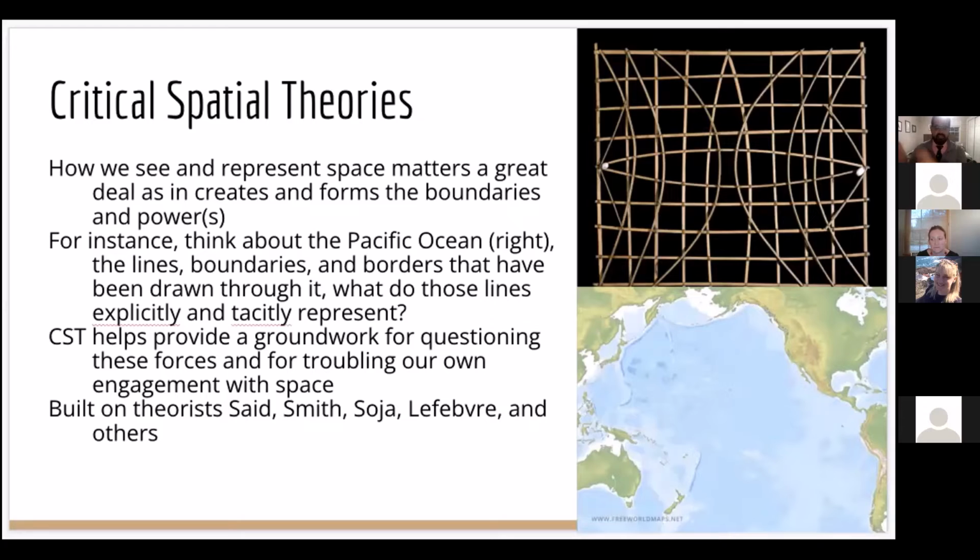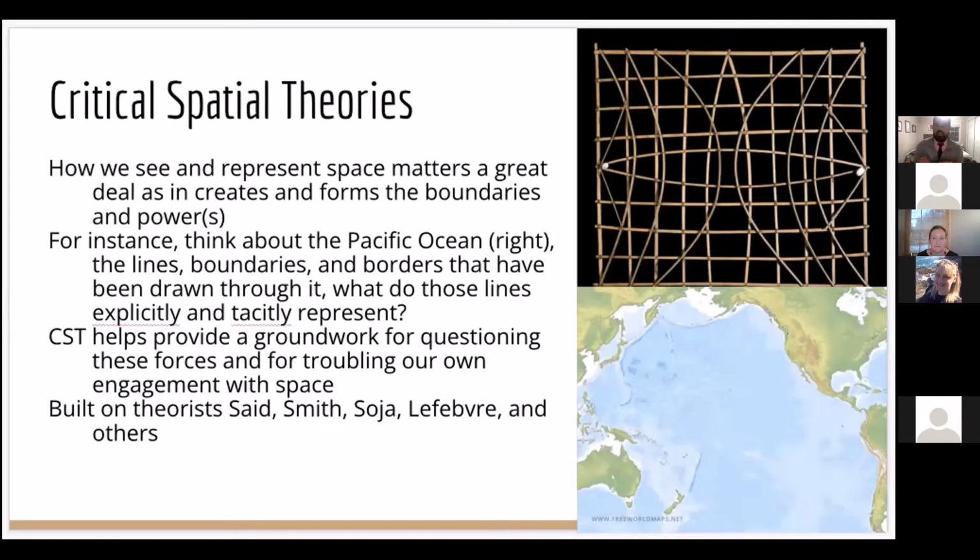I like this juxtaposition. These are both maps of the Pacific Ocean, one that we're far more familiar with because it very much attaches to our assumptions about how space should be represented, about what matters in representation. That's the bottom one.